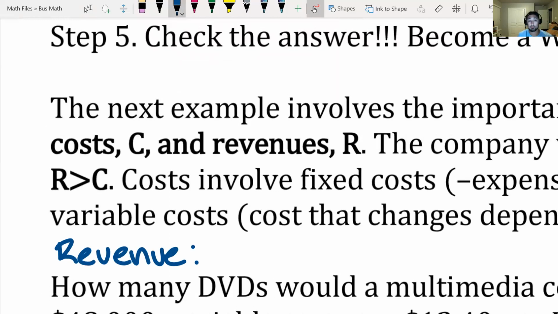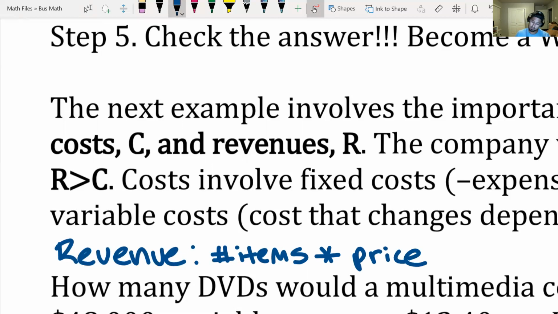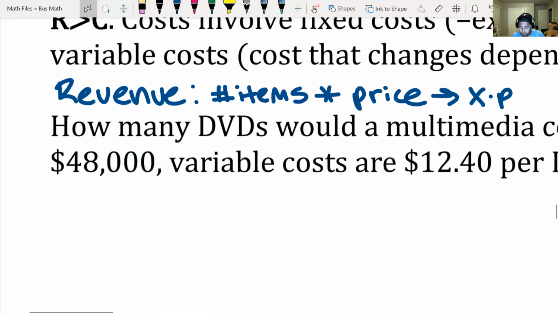Revenue is always the number of items times the price we sell those items at. So the number of items times the price, which could be represented as X times P. Okay? Excellent.